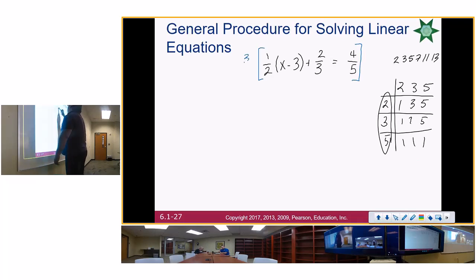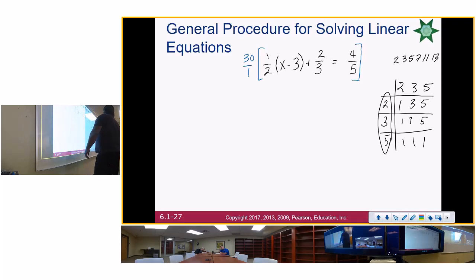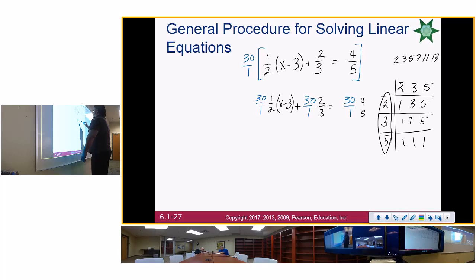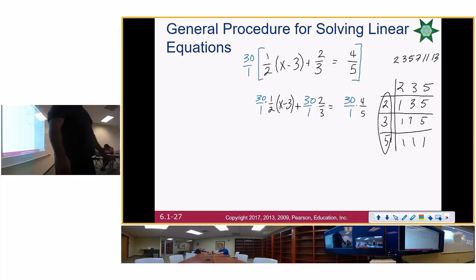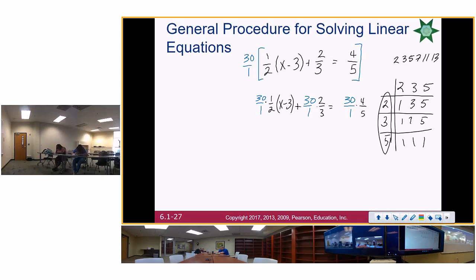Multiply by 30 over 1. Now, I'm going to do that with a baby step. 30 over 1, 30 over 1, 30 over 1. Now I'm going to rewrite my equation. 1/2 times (x minus 3) plus 2/3 equals 4/5. Now I want y'all to finish it, because after this step, you're going to have a real easy Algebra 1 problem.